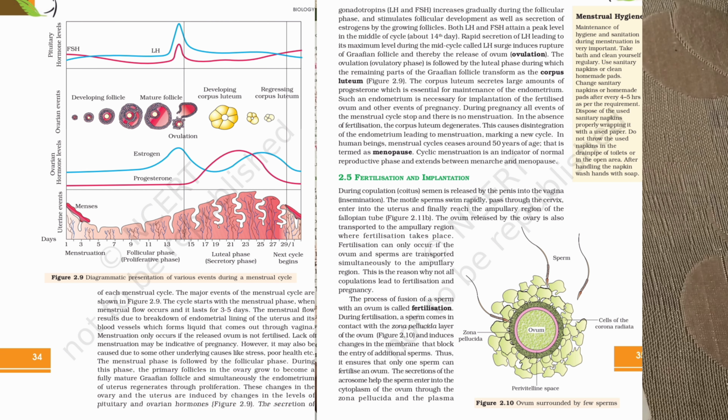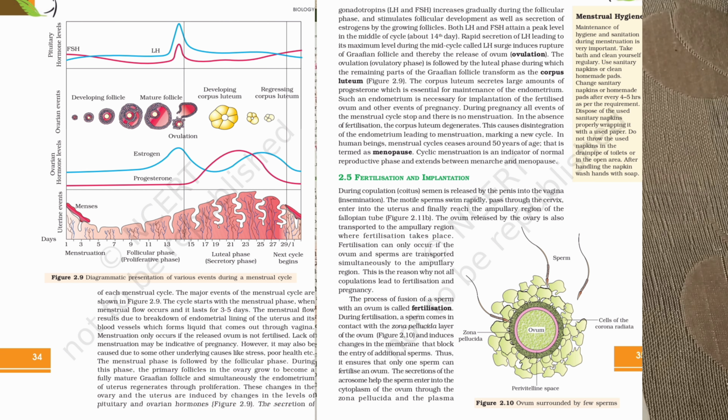The menstrual phase is followed by the follicular phase. During this phase, the primary follicles in the ovary grow to become fully mature Graafian follicle, and simultaneously the endometrium of the uterus regenerates through proliferation. These changes in the ovary and the uterus are induced by changes in the levels of pituitary and ovarian hormones.